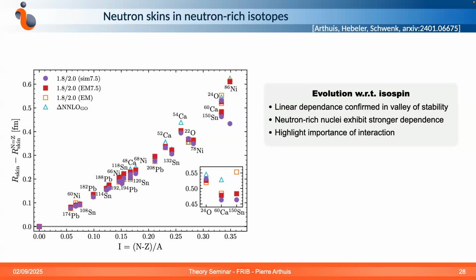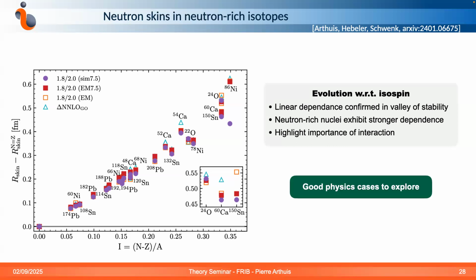which is interesting because those very neutron-rich nuclei are becoming more reachable with the new RIB facilities that are opening up. So that's very exciting for us, and that gives us good opportunities to discuss with our experimental colleagues. We think those are good physics cases to explore.